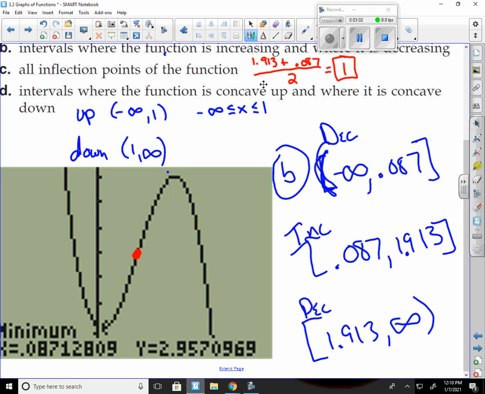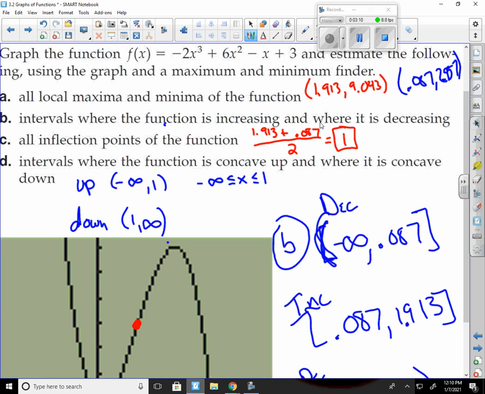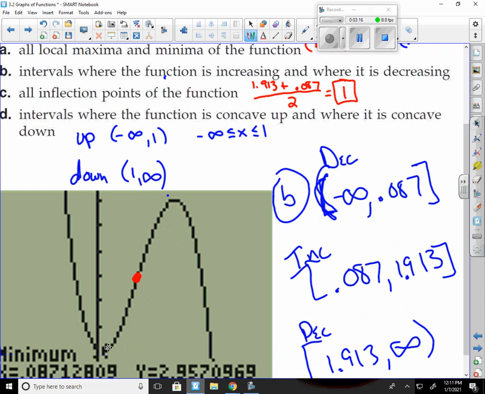So finding that inflection point helps us to find the intervals where it's concave up and concave down. And we got the inflection point from just finding the average of the max and min, the x values. So when I find that average, it's going to find me the halfway point between this minimum and this maximum here.